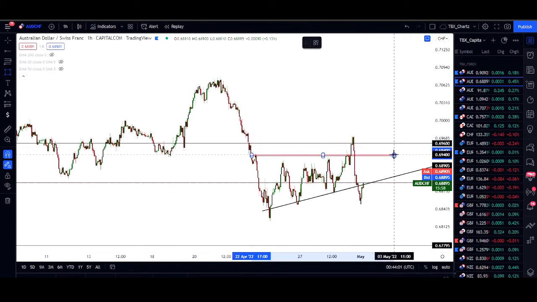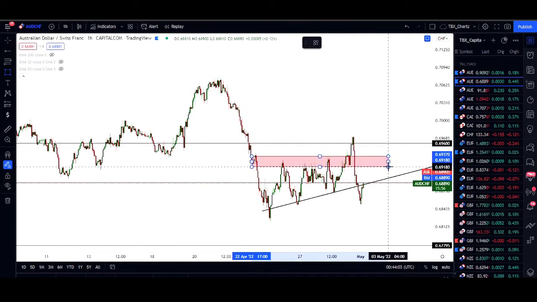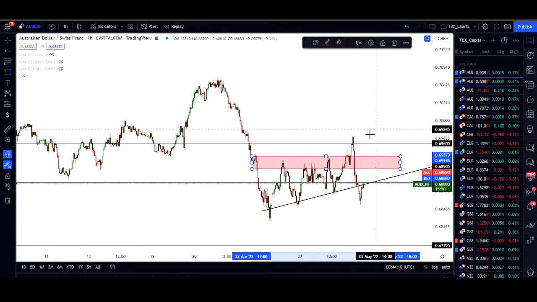Don't forget what I said. An area of value is an area that has been tested recently and frequently. So this is an area of value right here. So I expect price to get into this zone. If price doesn't get into that zone, I don't think I'll be looking for any trades.